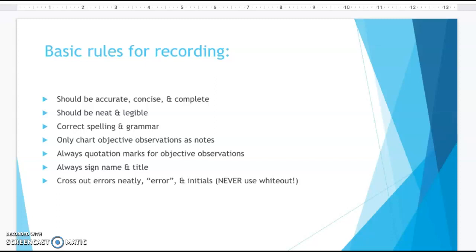And if you by chance make a mistake, this is a test question. Never, ever, ever use whiteout. If you're charting in a patient's chart, you would draw one straight line through the error. You would write error above it with your initials. Don't try to hide what you wrote. You can actually write, charted on wrong chart. That's okay because people make mistakes. But don't let it look like you were trying to hide anything in that patient's chart.